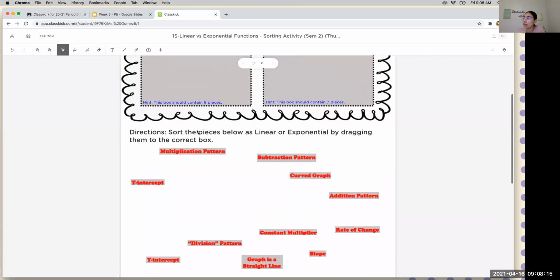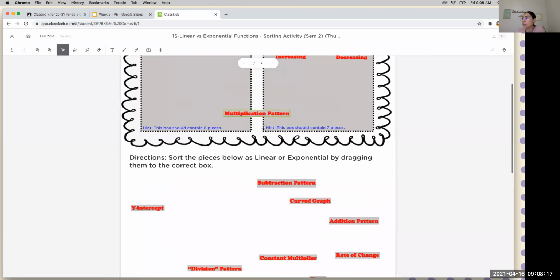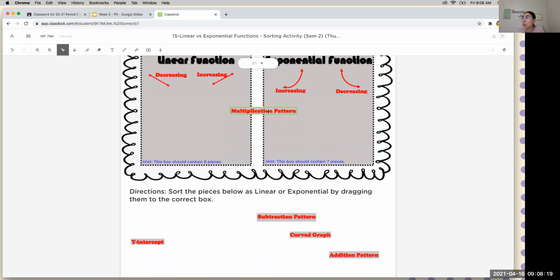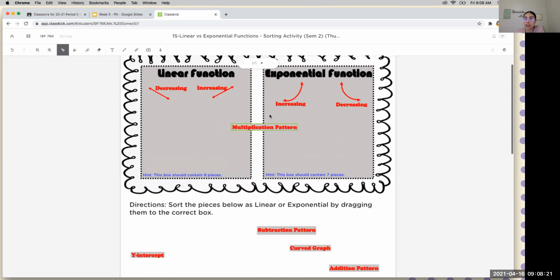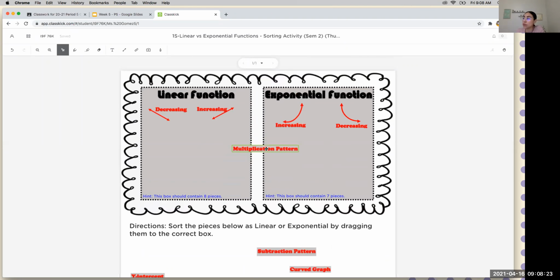All right, so now we have a whole bunch of words. We'll start with this one. A multiplication pattern. Think of your tables. When we thought of a multiplication pattern, was that linear? Give me a thumbs up, or clap if that's exponential. Good job, Juan, Jimena. Perfect, Natalie. Yes, this is exponential.